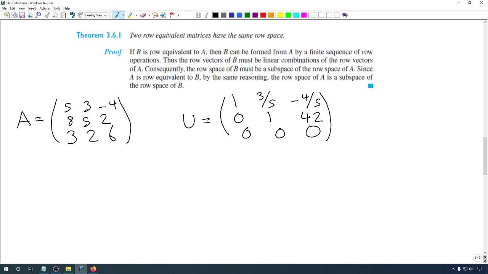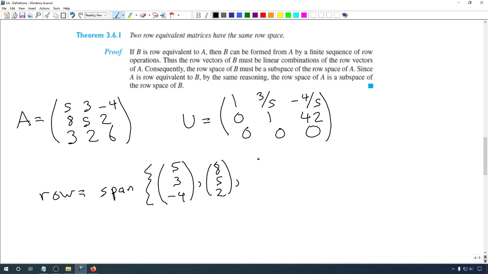So what we can see here is if we take the row space of A, and I'm just going to write "row" as shorthand for that. The row space of A would be the span of the rows (5, 8, 3), sorry, rows, not columns: (5, 3, -4), (8, 5, 2), and (3, 2, 6). On its face, that looks like a three-dimensional space, one that will span all of R3.